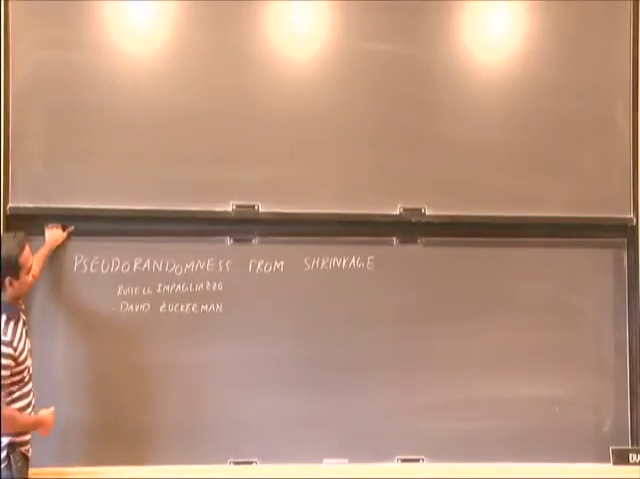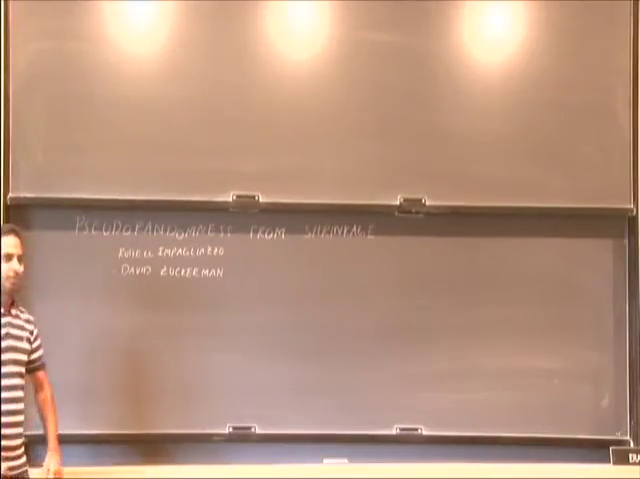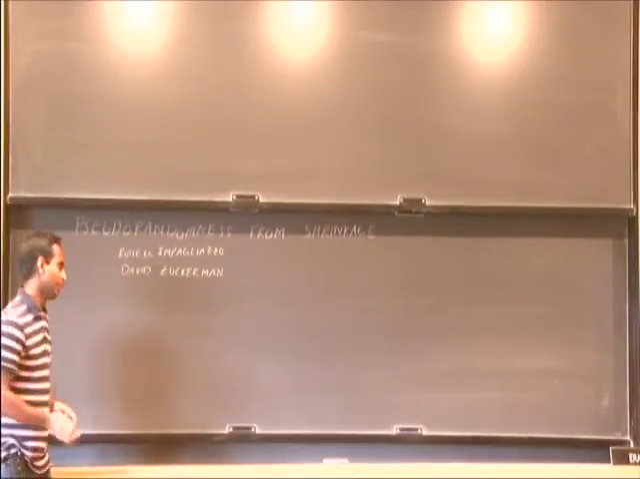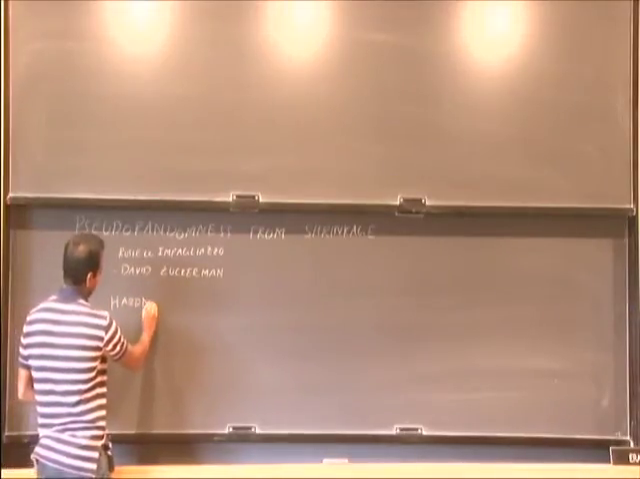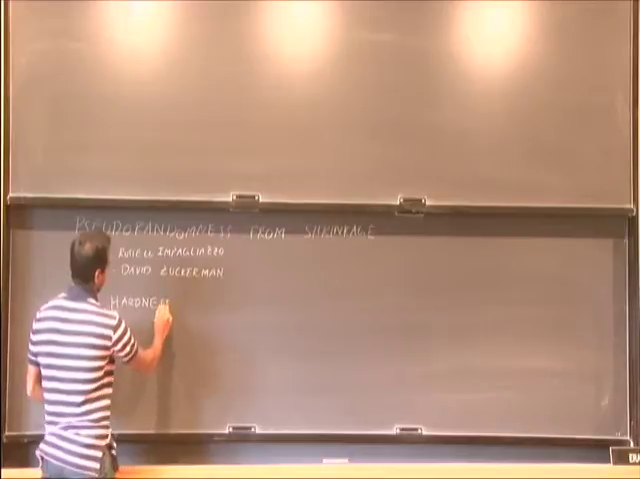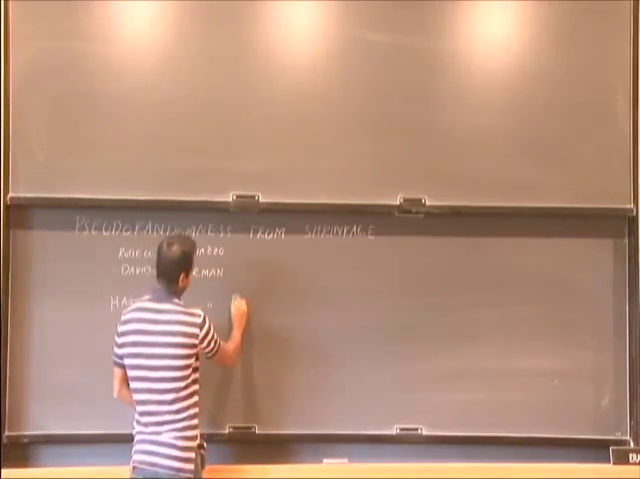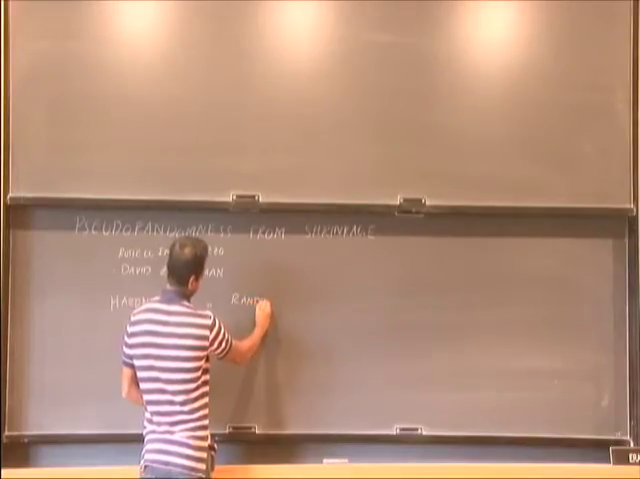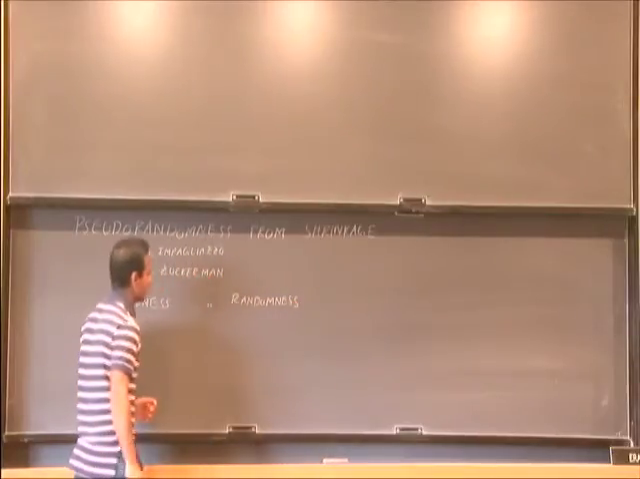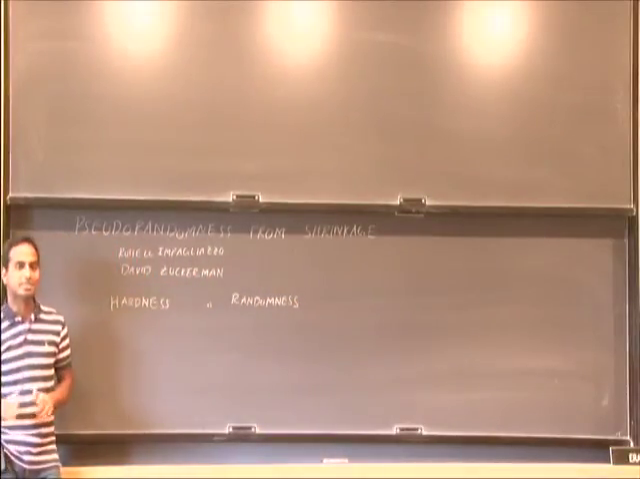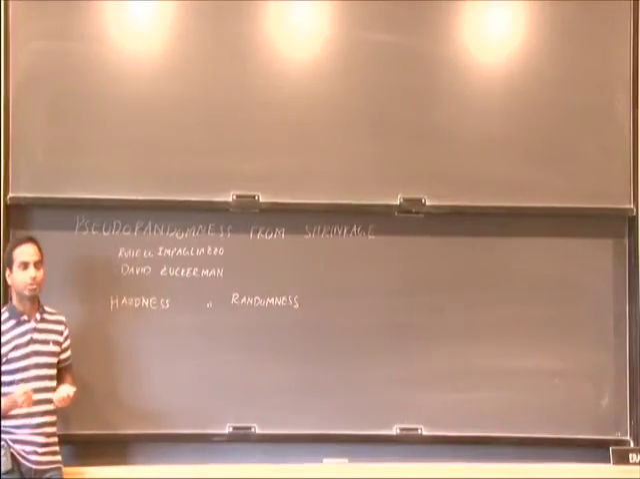So the main thing we'll talk about here is this connection between hardness versus randomness. One of the central questions in complexity is whether or not you can get circuit lower bounds, and the other question is whether or not randomness helps in computation. These are, in some sense, the central questions. And by now we know that there's a strong link between the two.